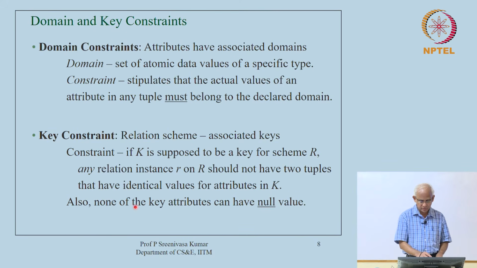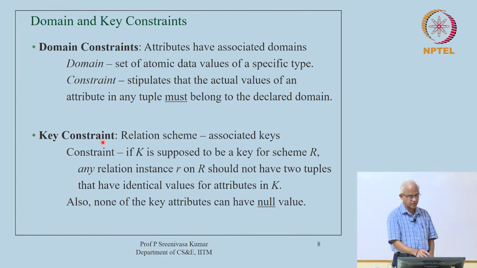In addition, the key attributes should not have null values. Null is a special kind of value we use to indicate that we do not know the value or the value is not applicable, something like that. So, we use these null values. Okay. So, these are reasonably straightforward to understand: we will use this notion of domain and key and then convert this into domain constraints and key constraints.